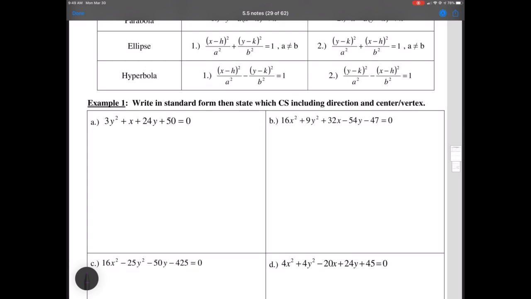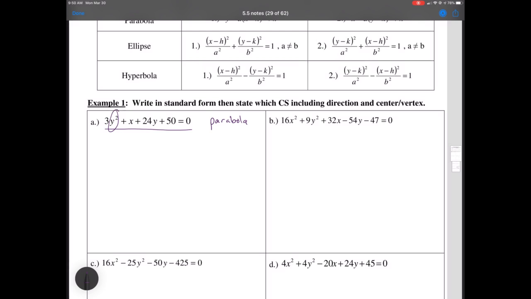So the first example says to write in standard form and then state the conic section including the direction and center and vertex. So remember our steps that we're supposed to take, but before we get into doing any of this, we want to first identify what type of conic section this is. And looking at this equation, we can see that this is going to be a parabola because it only has one variable that is squared. That's the y squared. So now that we know it's a parabola, what we want to do is rewrite it in standard form.